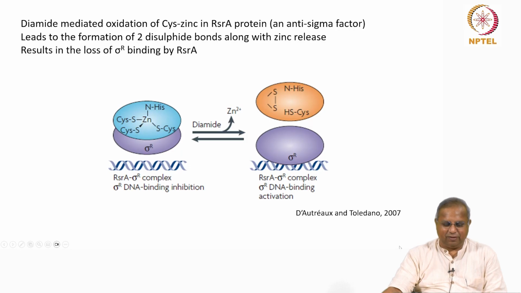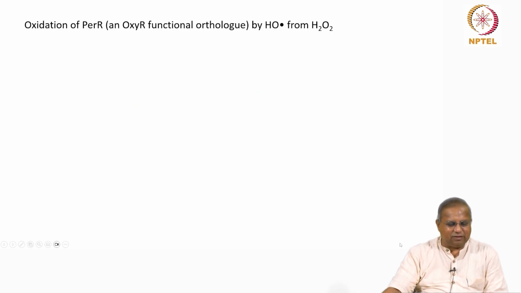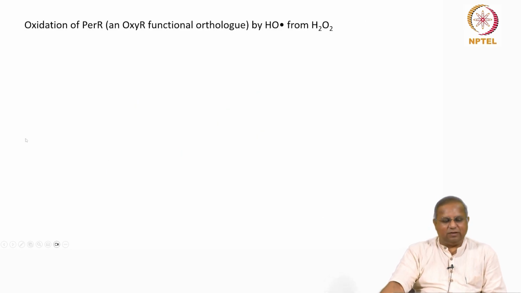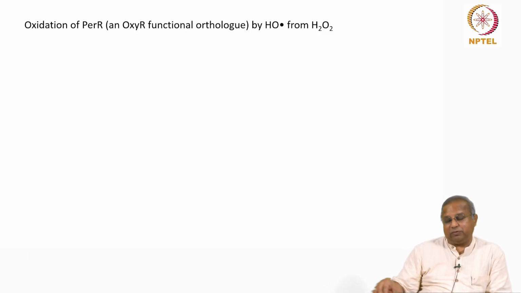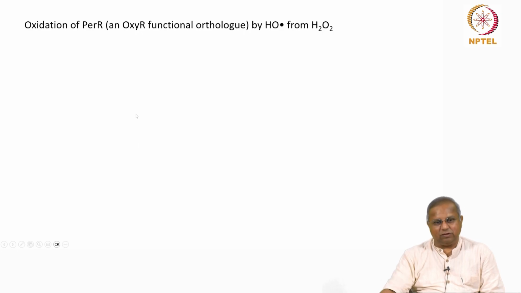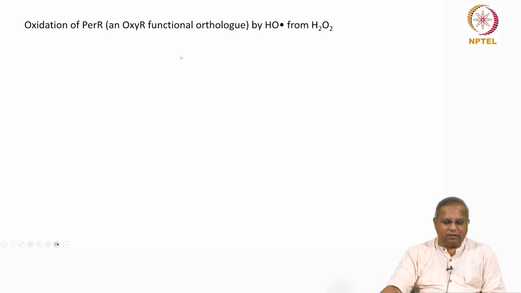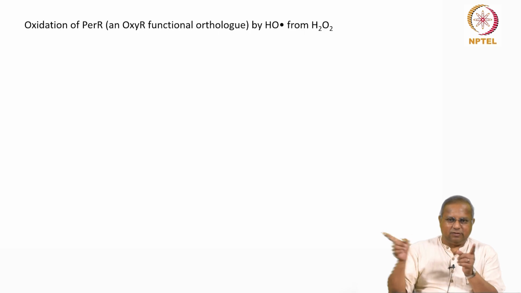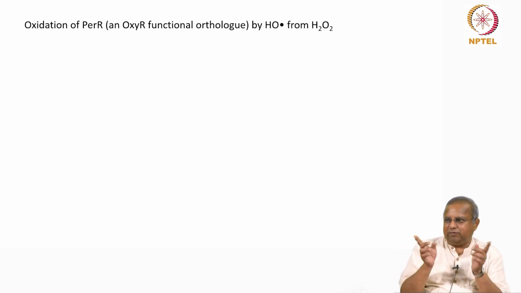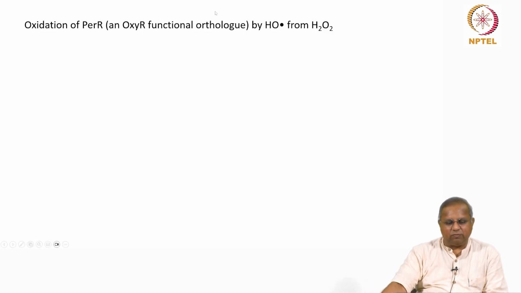Good. Okay, I think this is the last example. The oxidation of PerR. PerR is another protein which Surabhi worked on, one of my older students at IIT Bombay. It happens to be a functional ortholog of OxyR, which means they have similar functions and things like that. You can look up what an ortholog is.